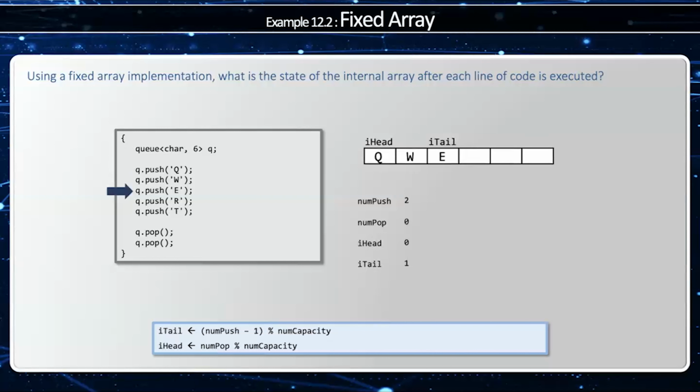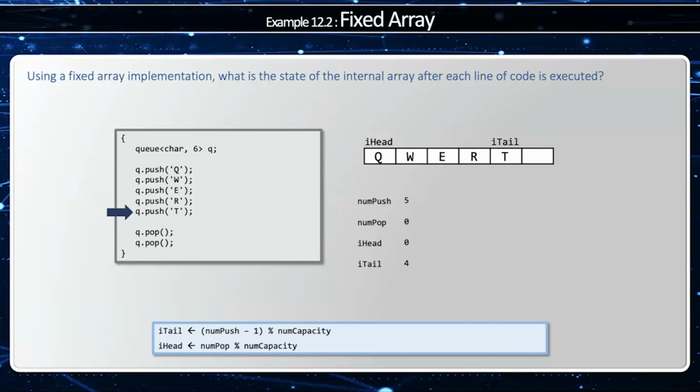Now I'm going to push E. And then once again, my num push is going to increment by 1, and my tail is going to increment by 1 as well. And then push R, and my num push is going to increase by 1, and my tail is going to increase by 1. And then push T. And then once again, my num push increases by 1, and my tail increases by 1. And let's do some math and make sure this is right.